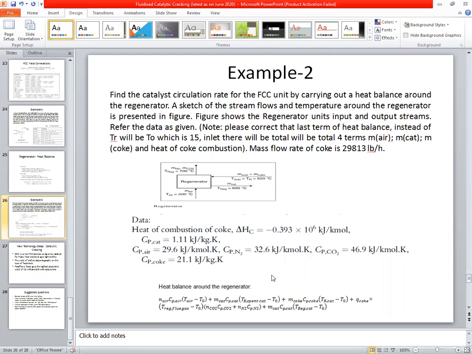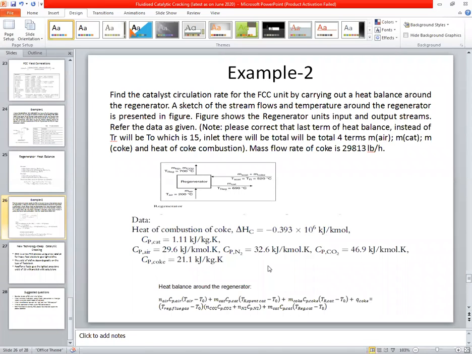Doctor, the equation, right: M catalyst, heat capacity of catalyst, in bracket T R spent, doctor. Spent catalyst, because you know it is circulating. Spent catalyst from the reactor enters the regenerator. See here, you write fast. Okay, doctor.